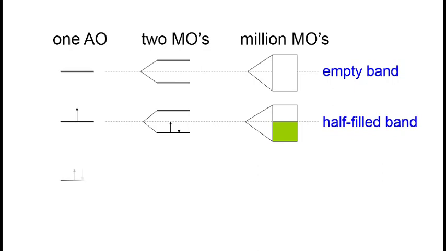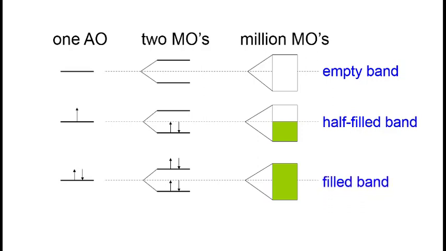If the atomic orbitals are filled, all of the molecular orbitals would be filled like in dihelium. The band would be filled with electrons too. We would color in the entire band to indicate a filled band. Notice how whether a band is empty, half-filled, or filled depends on the electron content of the original atomic orbitals, whether they are empty, half-filled, or filled.